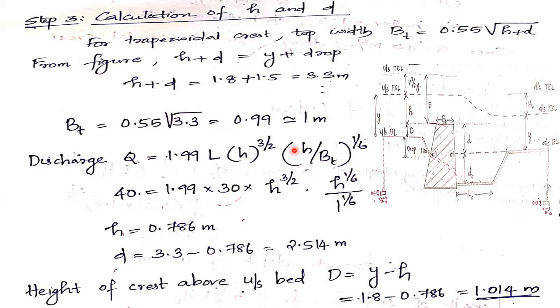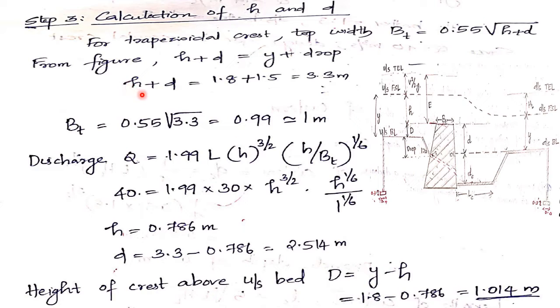Step 3 is the calculation of small h and small d, from the previous figure. For a trapezoidal crest wall, the top width Bt is given by the equation 0.55 into root of h plus d. You have to learn this equation by heart. From this figure, you can see small h plus small d is equal to y plus drop, the level difference between this dotted line and the downstream bed level. So h plus d is equal to y plus drop.